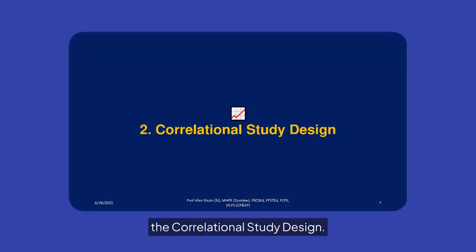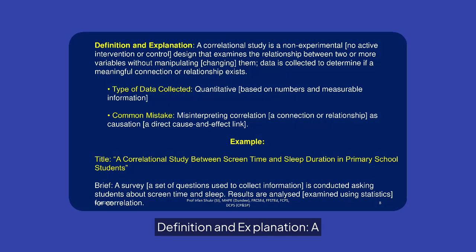Next, we explore the correlational study design. Definition and explanation. A correlational study is a non-experimental, no-active intervention or control design that examines the relationship between two or more variables without manipulating, changing them. Data is collected to determine if a meaningful connection or relationship exists. Type of data collected: quantitative, based on numbers and measurable information.